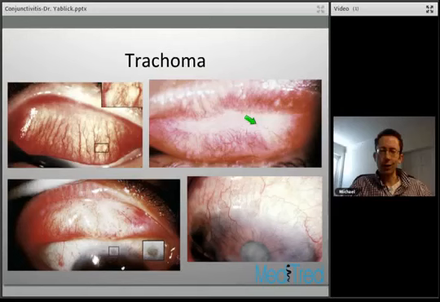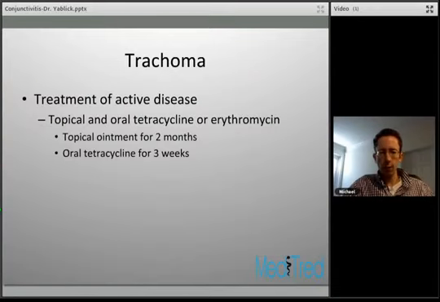So if you have active disease, you want to treat with either topical and oral tetracycline or erythromycin. This includes a topical ointment for at least two months, as well as an oral tetracycline for 3 weeks. Tetracycline is your preferred agent. There are other alternatives in the case that your disease is resistant to tetracycline, but that tends to be pretty uncommon.